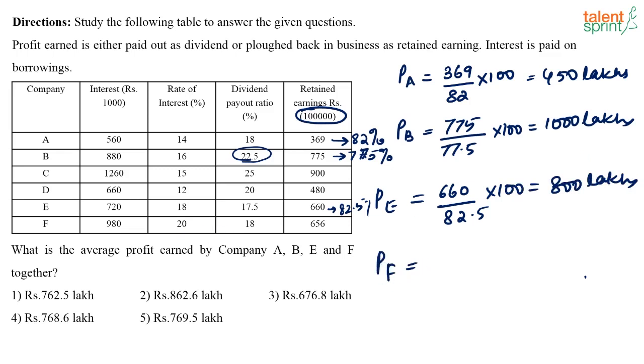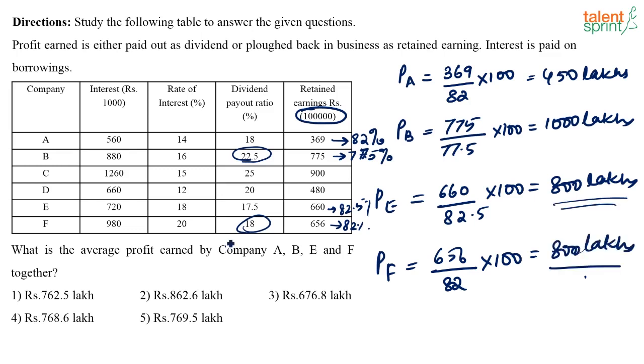If you look at profit of company F, 18% is paid out as dividend. So the remaining 82% is retained earnings. So what is 100% of profit? 656 by 82 into 100, which is also approximately 800 lakhs, I think. Yes. So whatever is not given out as dividend, the remaining is retained in the company. So if you think of it that way, you won't go wrong.